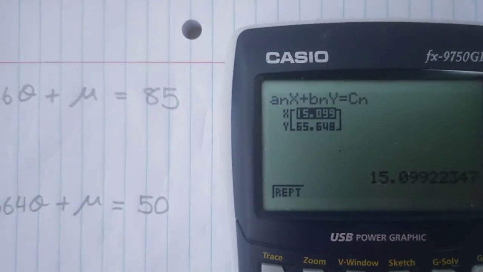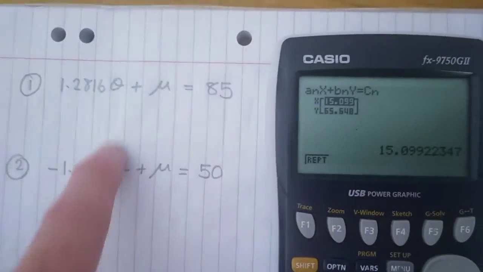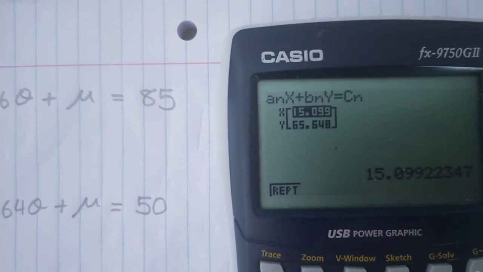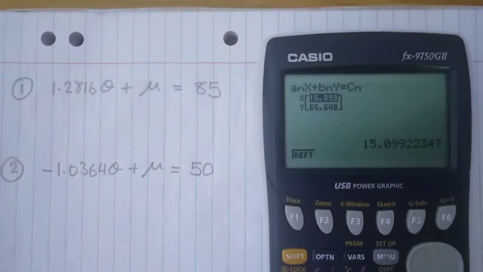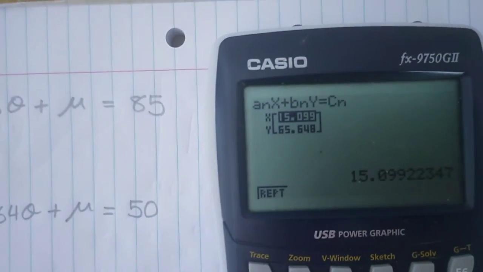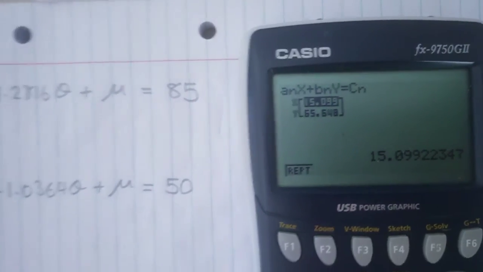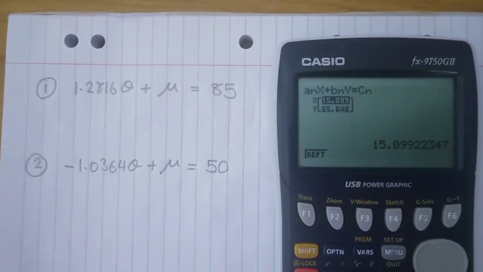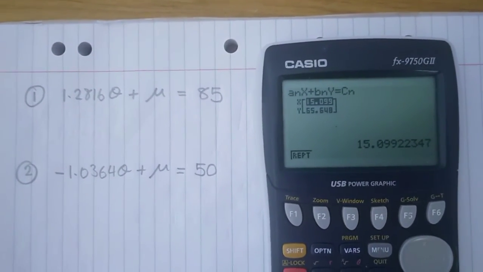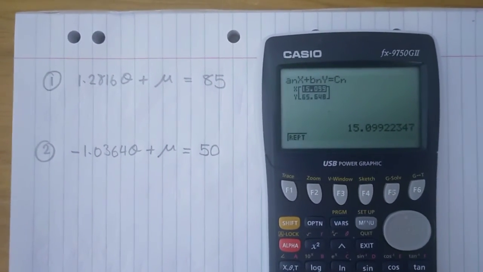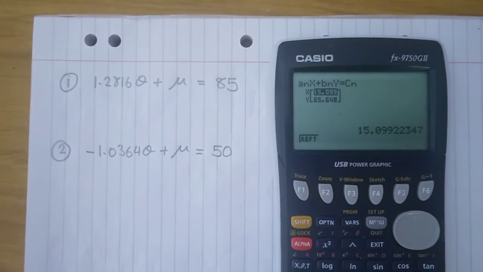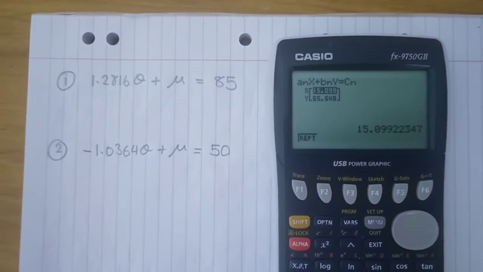So the X, we said related to the first one, which is the standard deviation. So our standard deviation was 15.1%, and I've rounded that to 1 dp. And the second one was Y, and that's our mean, and that's 65.65%, and I've rounded that to 2 dp. So that means our mean was about 65.65% for that test.